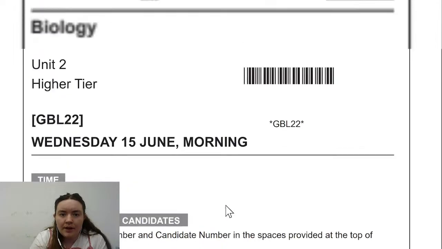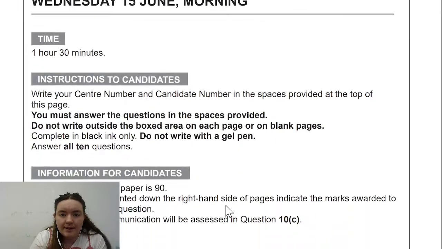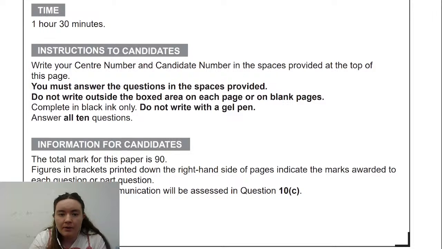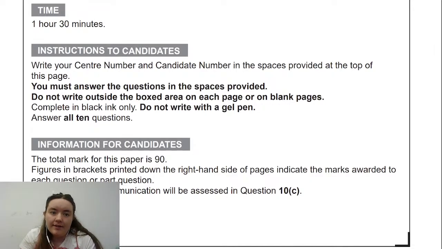So I'm going to scroll up again and just confirm that this is indeed the higher tier paper. I haven't accidentally opened the foundation paper. And then finally, the last thing that I want to note is that question 10C is a quality of written communication question, i.e. it's our essay question for this paper, which means that we can take a look at how to structure that type of question later on.